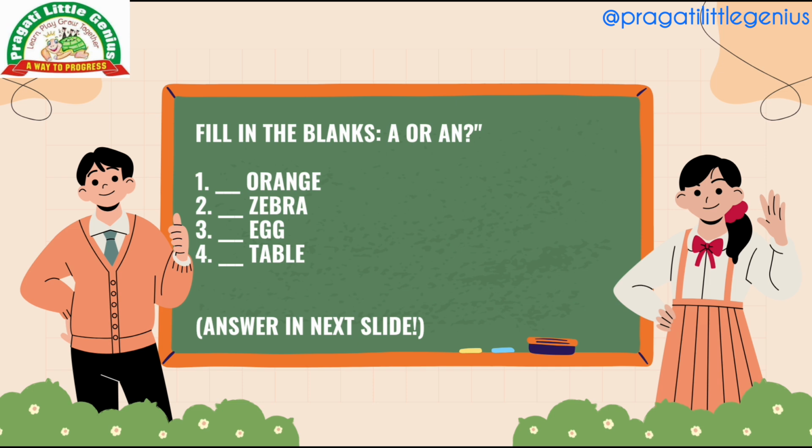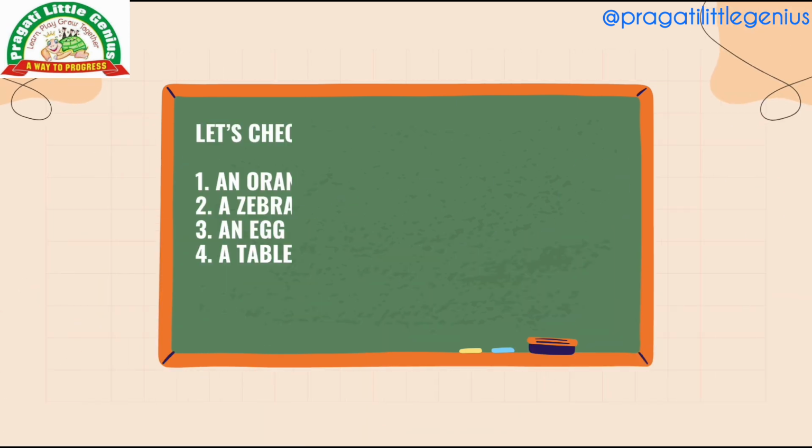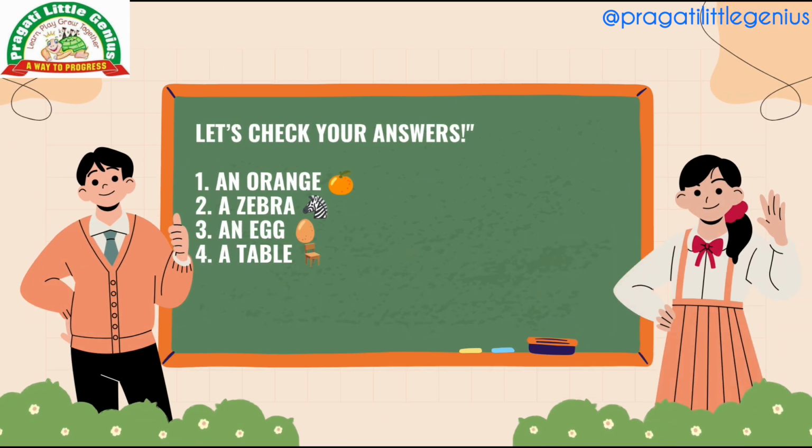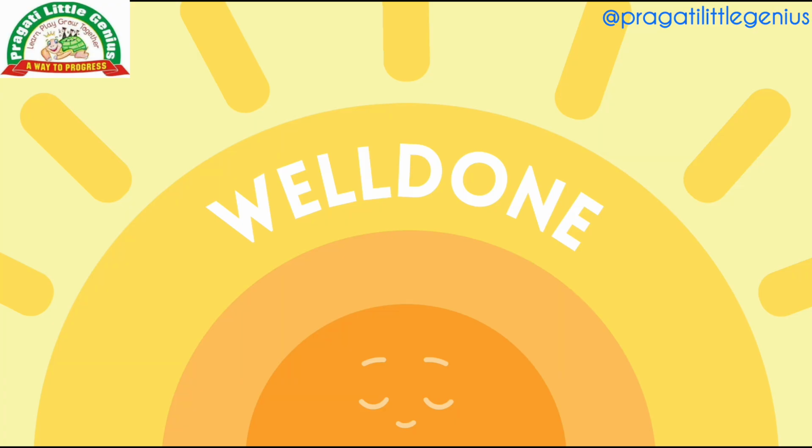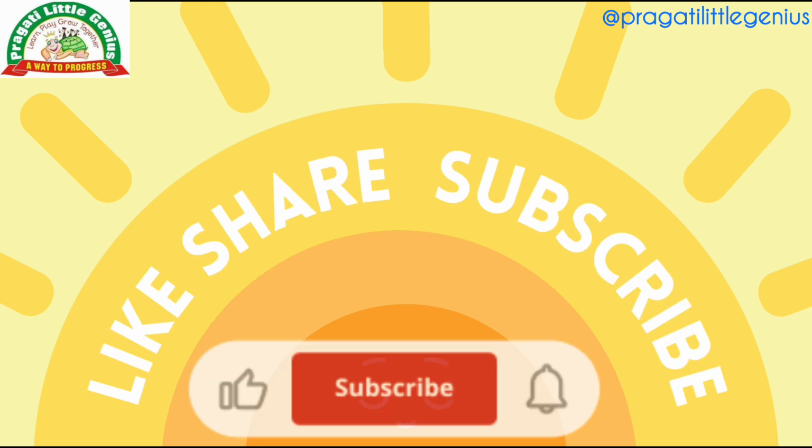Let's check your answers. An orange, a zebra, an egg, a table. Great job, learners. Now you know how to use a and an correctly. Keep practicing and speak English with confidence.